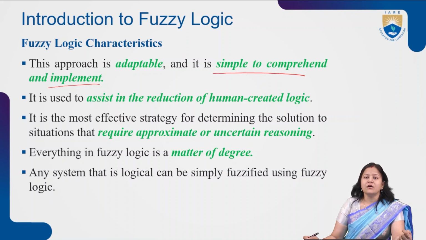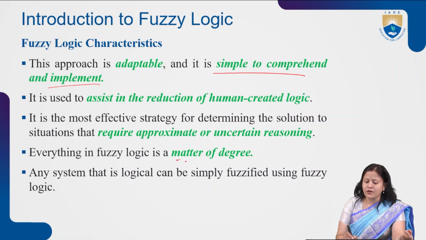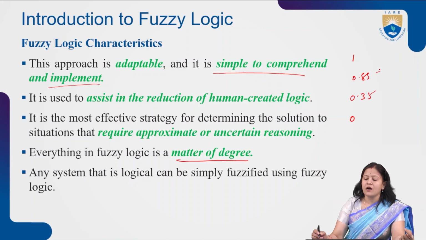Everything in fuzzy logic is a matter of degree. It is a matter of degree. As I told, it ranges between 0 and 1. So whenever it assigns 0.35, 0.85, these are called the degree of truthness. Here the degree of truthness is 1, here it is 0.85, here it is 0, and here the degree of truthness is 0.35.